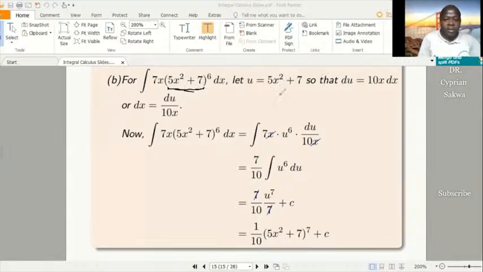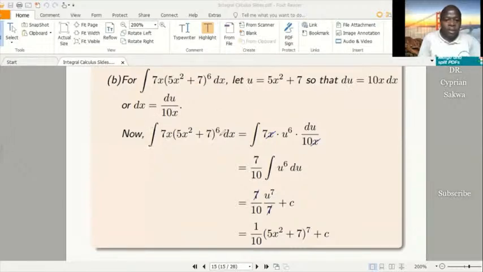Differentiate on both sides. On the left side you get du, and on the right side you have 10x dx. And then make dx the subject of the formula by dividing both sides by 10x. So you have dx being equal to du out of 10x. Now from there we go back to our integration.